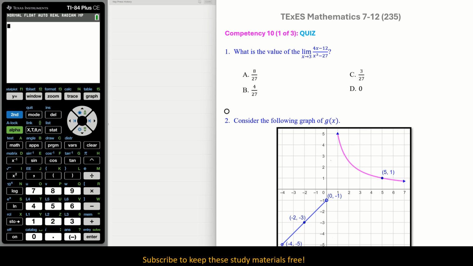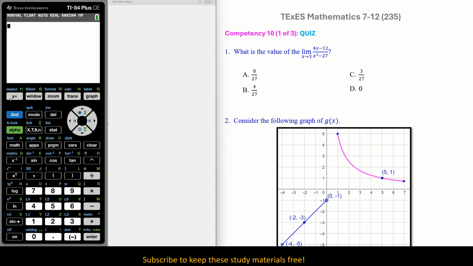Number 1, what is the value of the limit as x goes to 3 for the rational function 4x minus 12 over x to the third power minus 27? Okay, there's a couple ways to approach this. But first, let's enter it in the calculator.